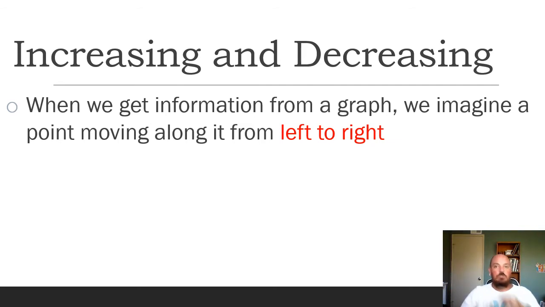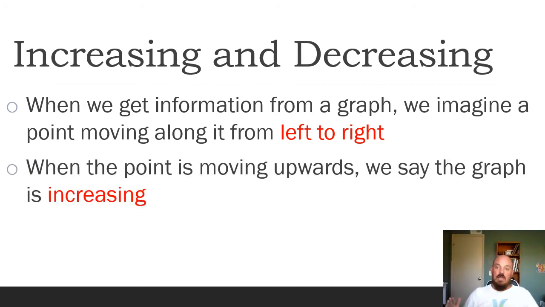Well, that's what you do when you're getting information from a graph: imagine a point going, whatever its direction. It can go up and down, it can go straight, it can be a line, whatever it does, always imagine a point moving from left to right. Now, whenever that point is moving upwards, we say the function is increasing, or getting bigger.